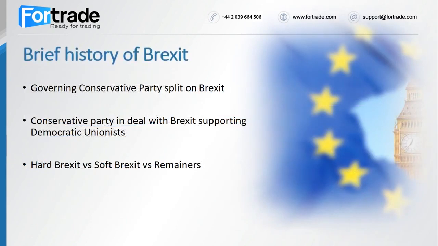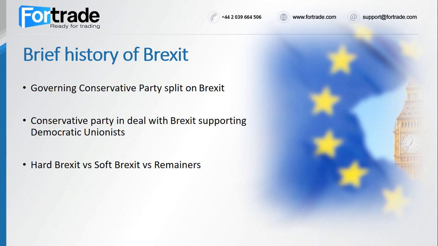So, a quick or brief history of Brexit. In 2016, on June 23rd, the UK held a referendum which was expected to produce a narrow majority in favour of remaining in the European Union. The leaderships of all three main political parties in the UK supported EU membership. However, almost 52% of the country voted to leave the European Union, while just over 48% voted to remain.